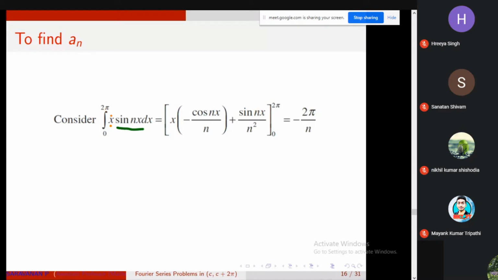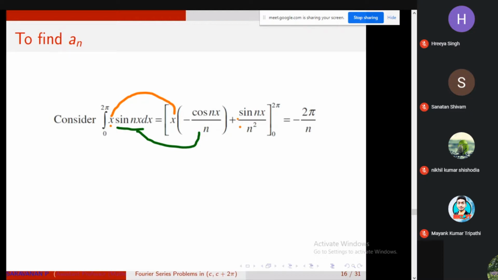Then write the first function as it is. Integrate the second function. If I integrate sin nx, it is minus cos nx divided by n. Then minus, if I differentiate x, the answer is 1. So here you will get 1. And if I integrate minus cos nx divided by n, it is minus sin nx by n, but already one n is there, so n square, and already one minus is there, so it becomes plus.